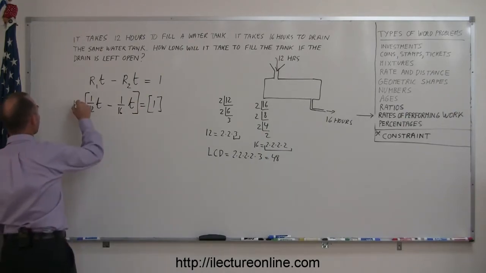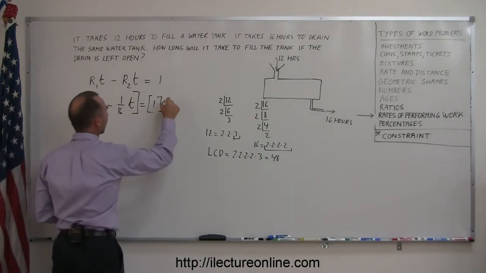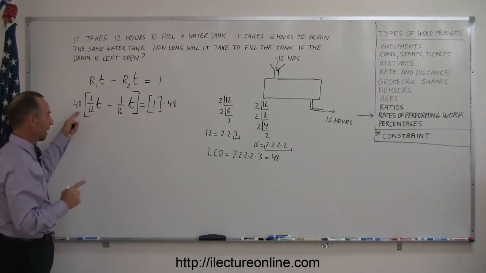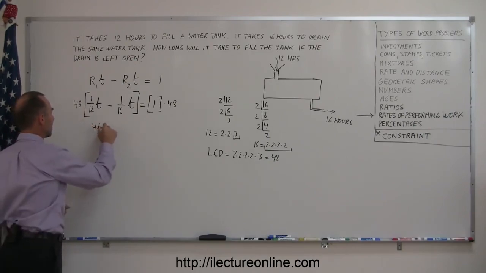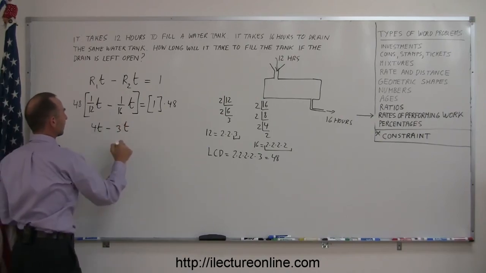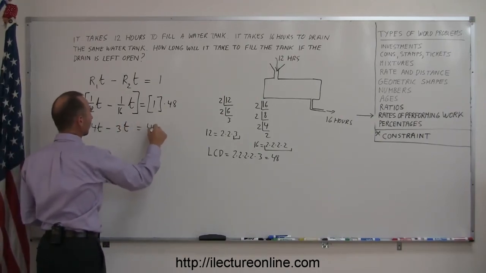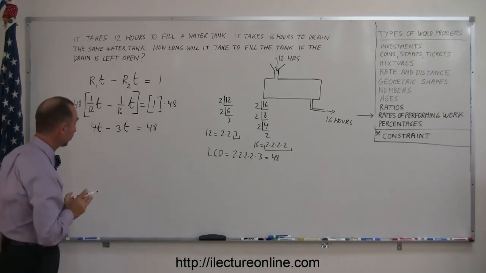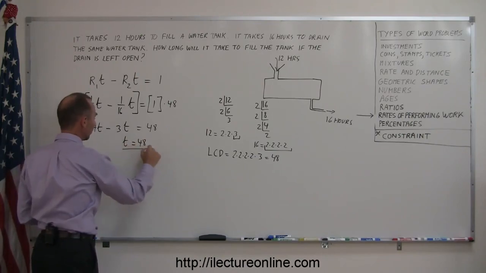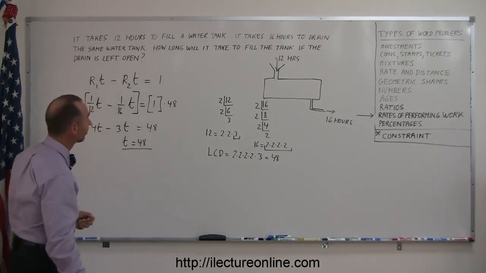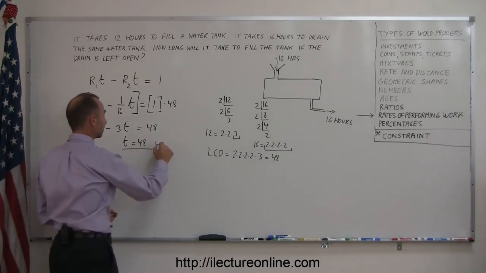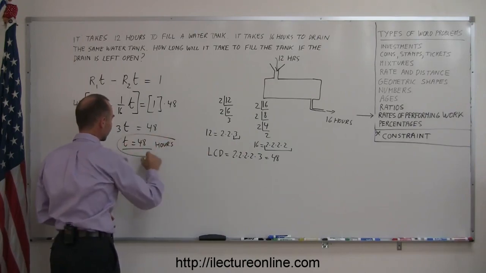So that means I'm going to multiply the left side by 48, multiply the right side by 48. 12 goes into 48 exactly 4 times. That means I get 4 times t. And 16 goes into 48 exactly 3 times. That means minus 3t equals 1 times 48, which is 48. Now go ahead and combine like terms. On the left side, 4t minus 3t is 1t equals 48. And that's it. That's the answer. The time that it takes to fill the tank when I'm also draining it at the same time is 48 hours. There you go.